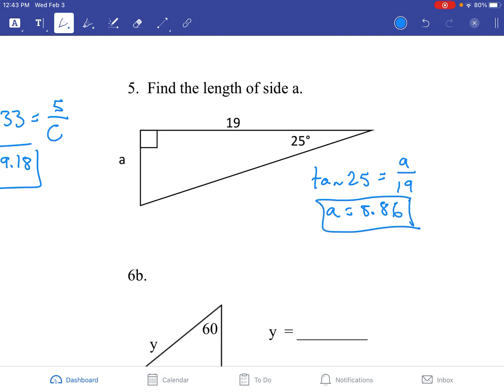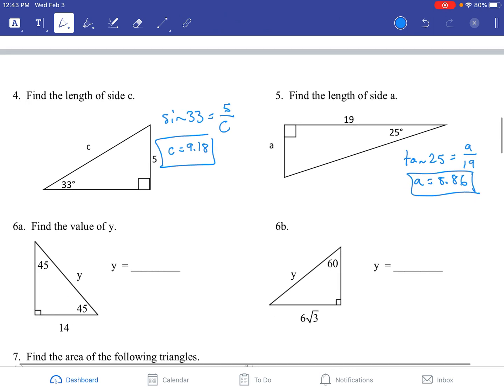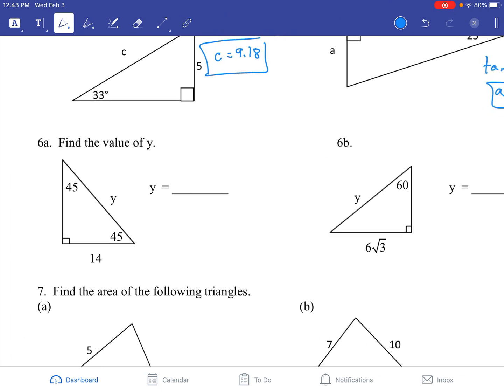Okay, now the things I'm showing you here are all the things I expect to see on your test. I don't need to see all the work. I need to see the setup, and I need to see the answer. All right, for 6A and B, these are the exact ones. These are the special triangles, the 45, 45, 90 and the 30, 60, 90.